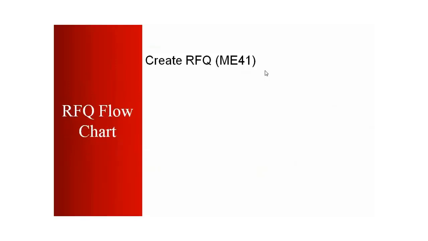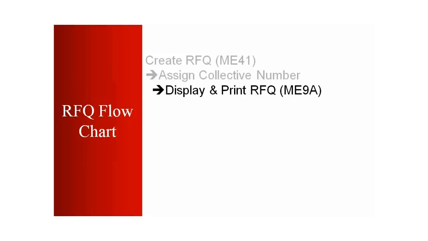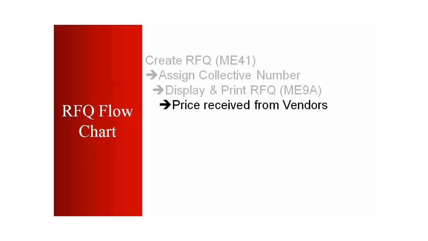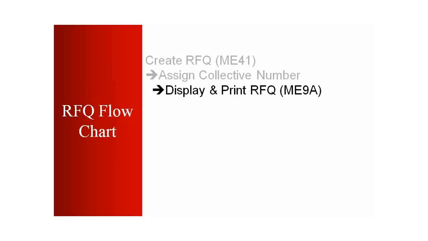This is the flow we're going to create in SAP right now. First we'll create a request for quotation. The transaction code in SAP is ME41. Then we'll assign it a collective number. Then the third step will be to display and print the request for quotation. And then suppose we have sent the requirement to the vendors and asked them to give us the quotation.